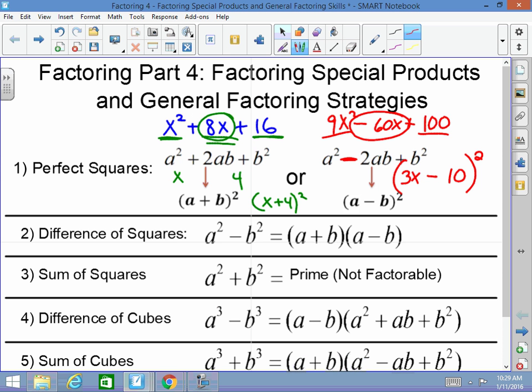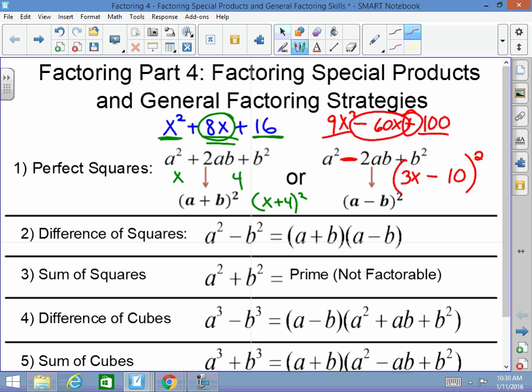Sir? If the minus was over here, then you do not have a perfect square. Correct. If you had minus minus, you do not have a perfect square. It has to be in this format. If it's not, it does not work, sir. Thank you. Great question, my man. Great question. All right? Does that make sense, guys?